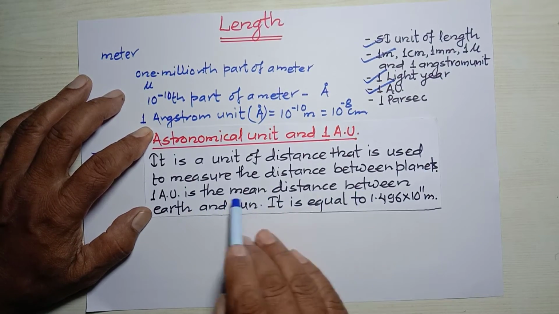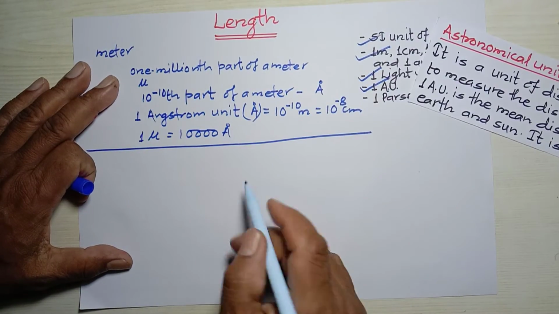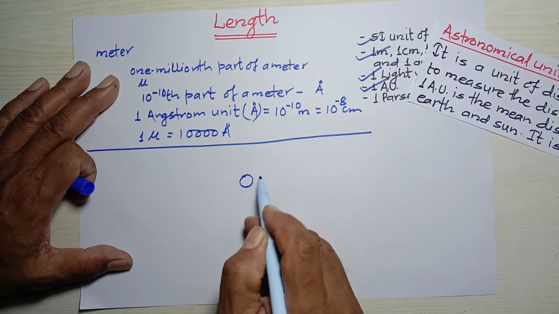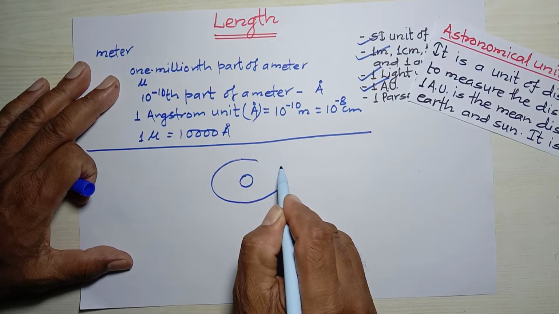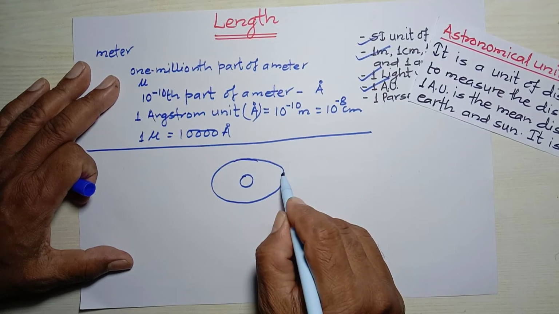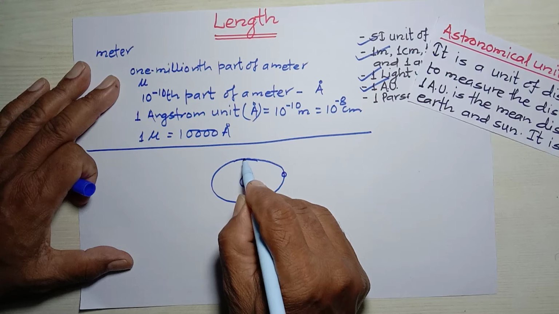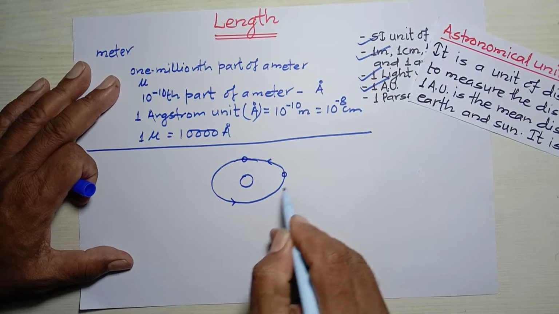And what does mean distance mean? The distance between Earth and Sun keeps on changing. We all know that this is the Sun. Earth revolves around the Sun not in a circular path, but in a slightly elliptical path. Sometimes Earth goes away, sometimes Earth comes near. This way it revolves around the Sun in an elliptical path.